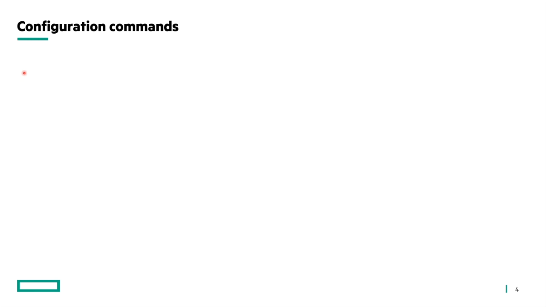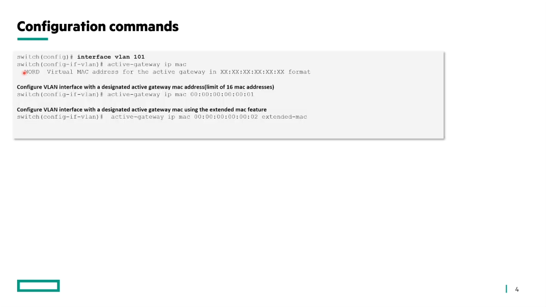So on to the configuration command. So first of all, where does it sit? It's under the interface VLAN context, where we can configure Active-Gateway, IP space MAC, and then the MAC address in the format of XX:XX:, etc. And we then can apply the standard Active Gateway IP MAC format under the interface VLAN context. Here, Active-Gateway, IP, MAC, and the MAC address.